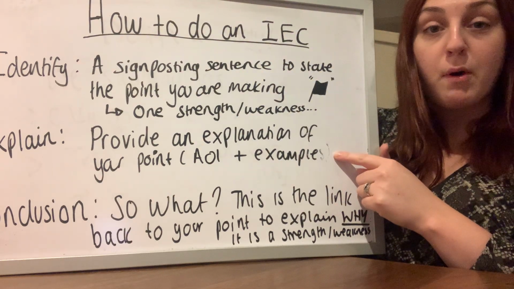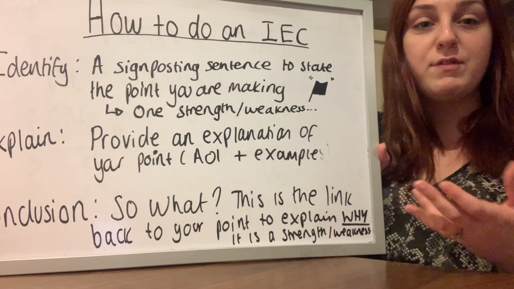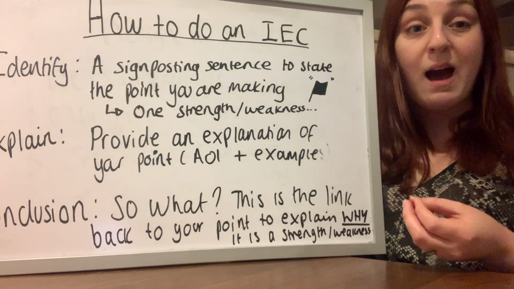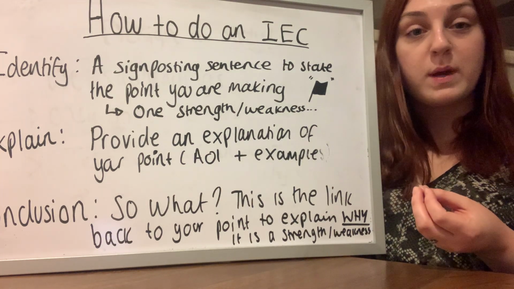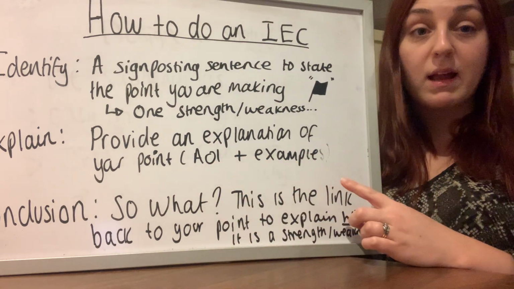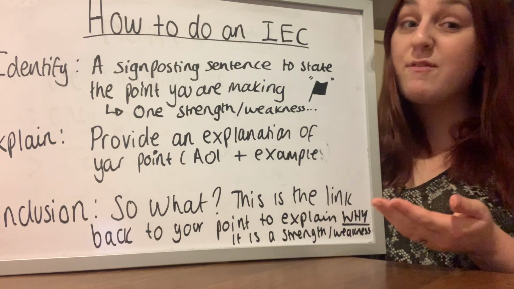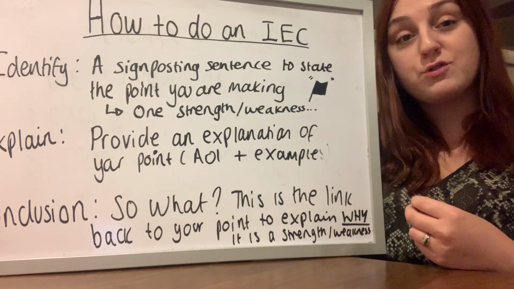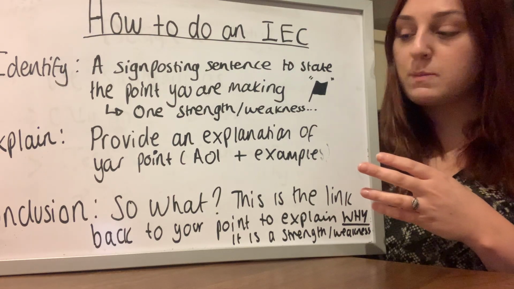Your explain point is then where you provide evidence and you elaborate on what that point is. So you say how that's a strength or how that's a weakness. So you use your knowledge from AO1 plus any relevant examples. So if there is evidence, such as a study or a particular example you can use to illustrate your point, that goes in the explain.